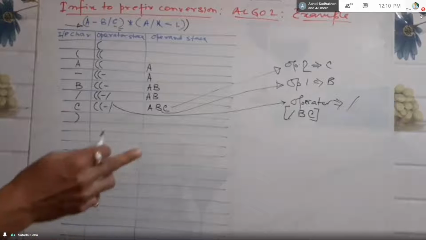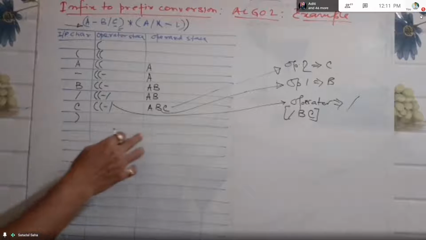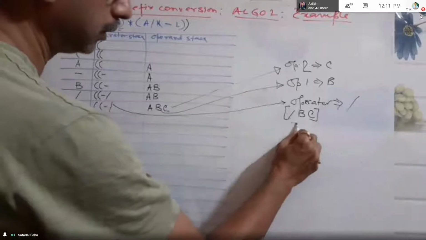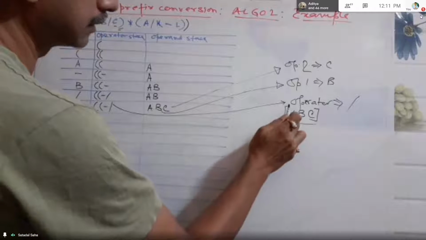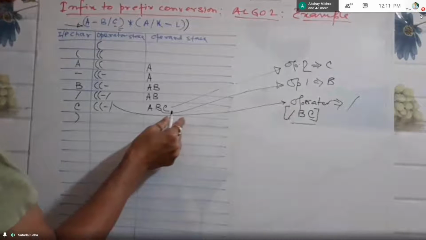So after this is done, you need to pop. You need to put it in the operand stack. That means it is an intermediate operation. After this, you get this result, that is slash BC. You need to push this into the operand stack.